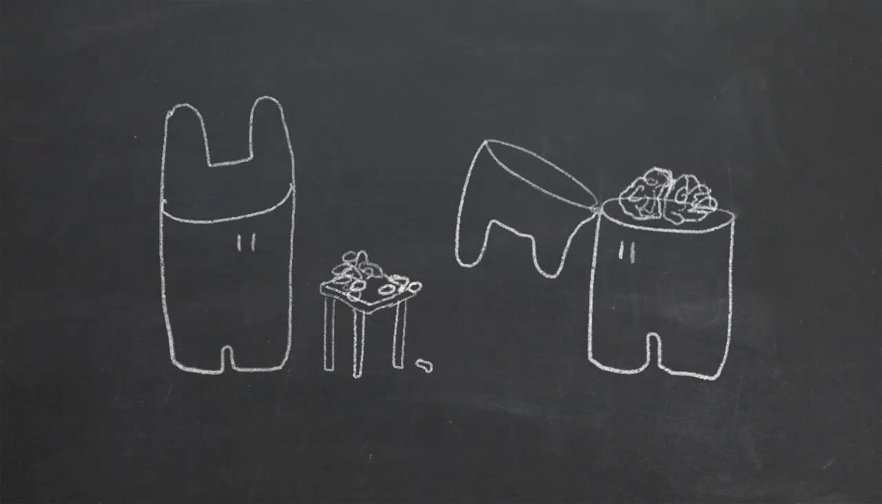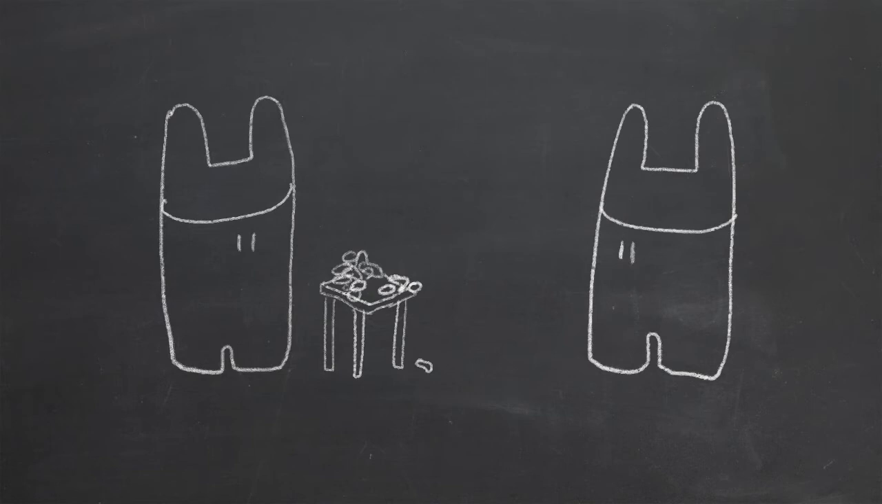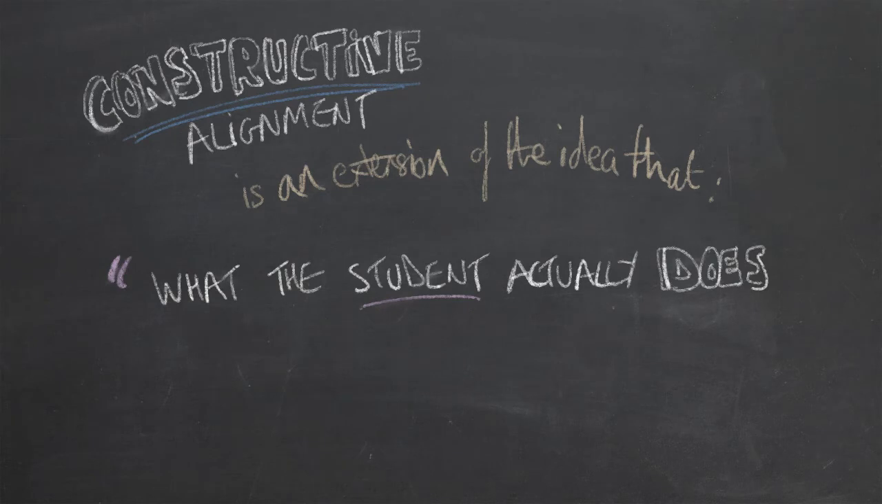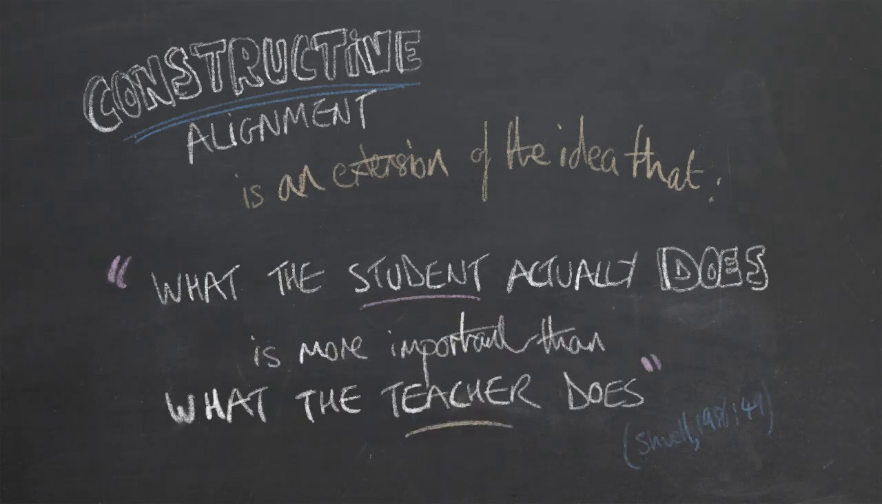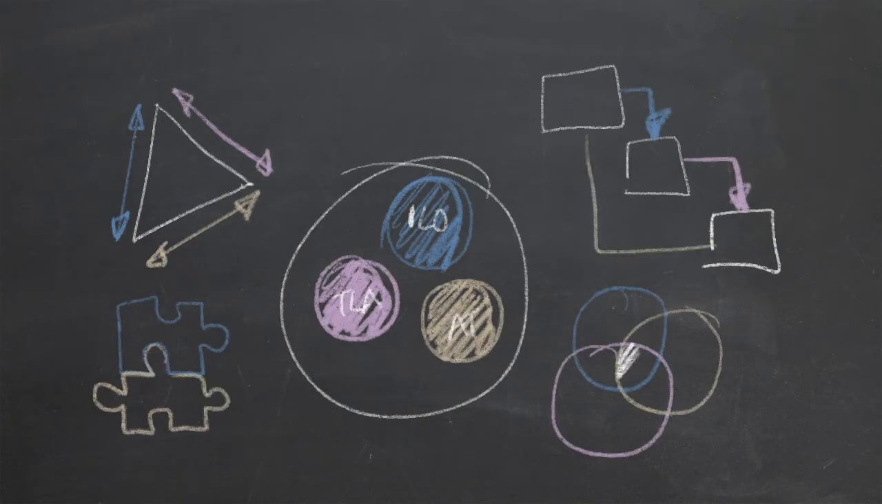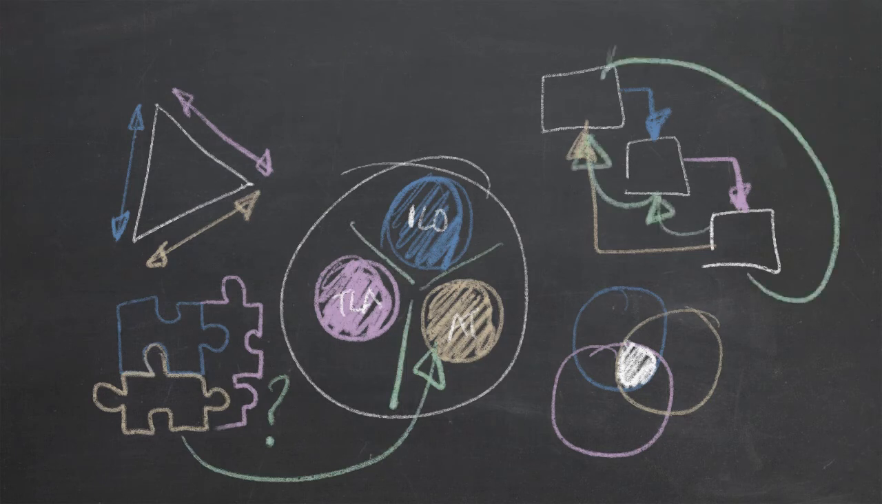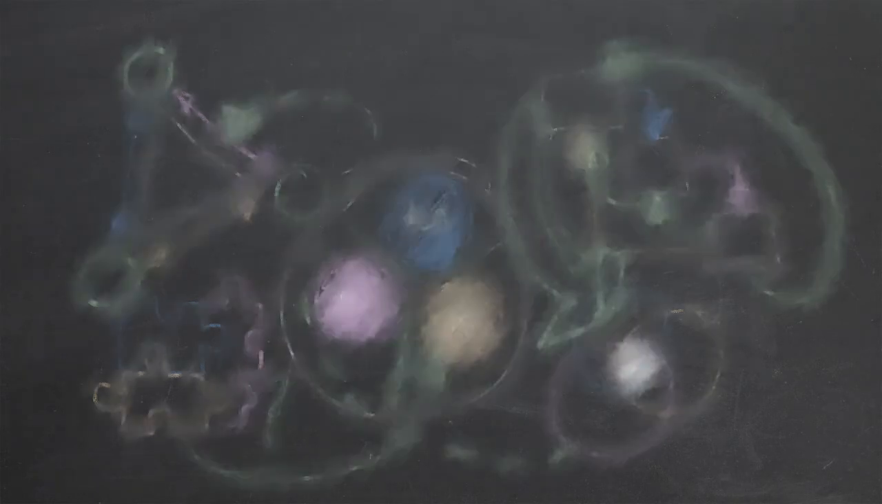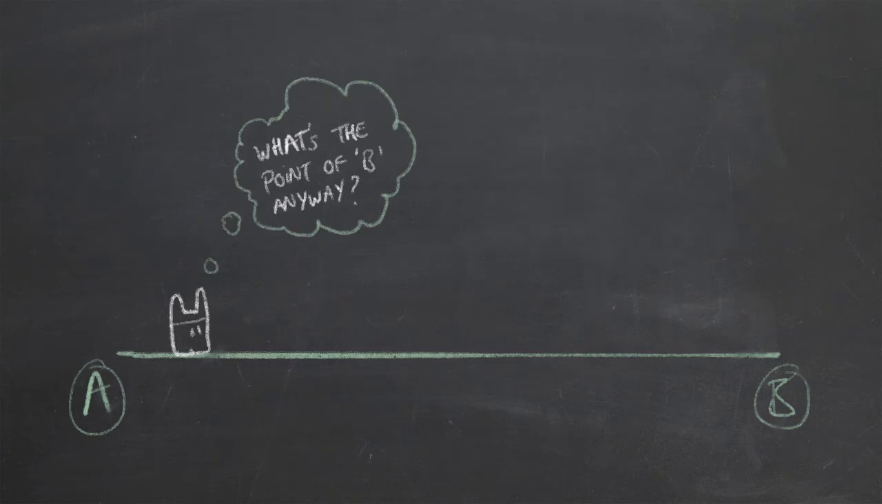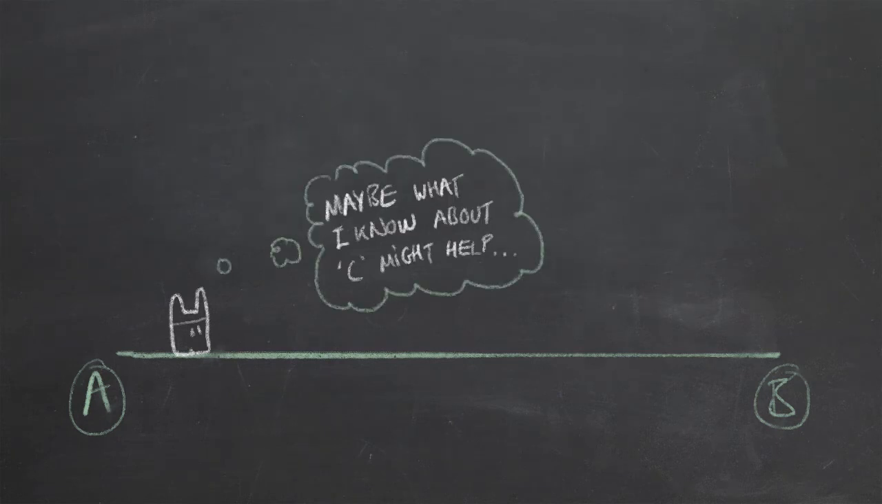So while the teacher and the learner both have to take responsibility for what is learned, constructive alignment is an extension of the idea that what the student actually does is more important than what the teacher does. Now, while there seems to be no shortage of diagrams on the internet, I've tried to think of constructively aligned learning as a sort of journey between A and B, and tried to illustrate it this way, with the students maybe being thought of as explorers, asking questions or investigating and integrating learning with what they already know about the world and where they want to go.